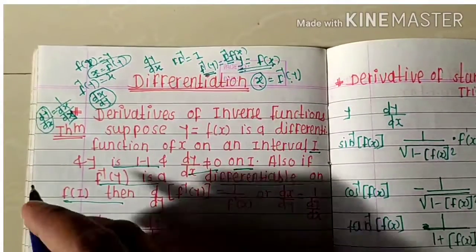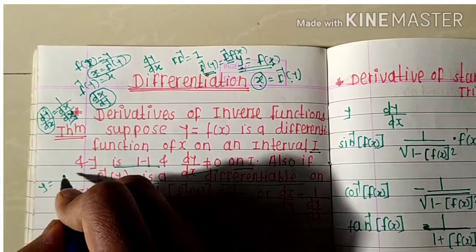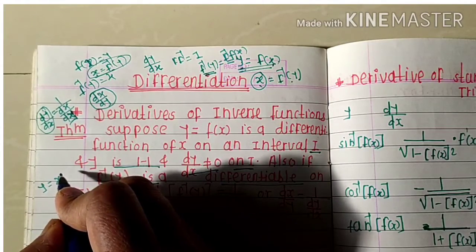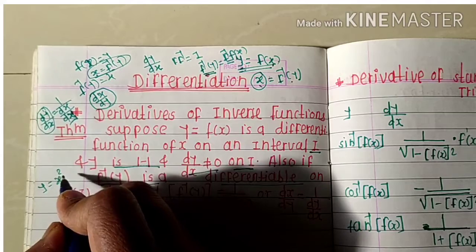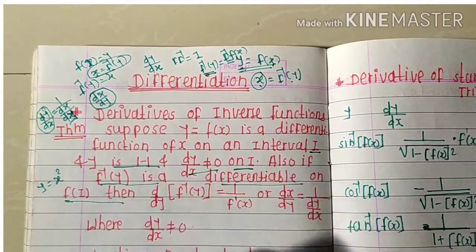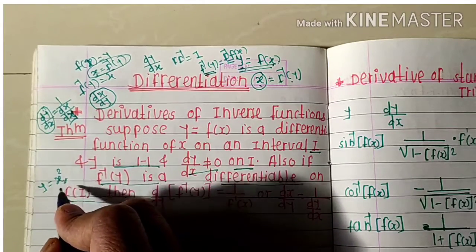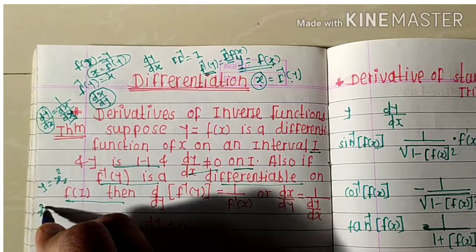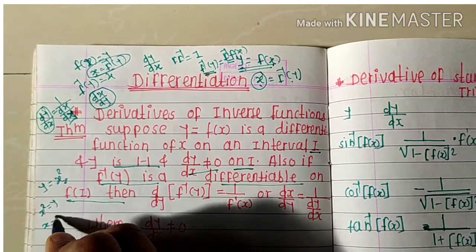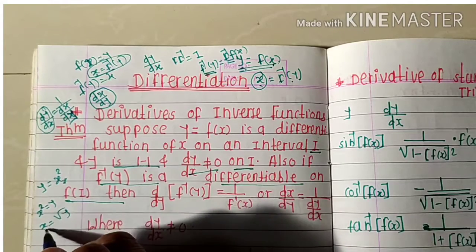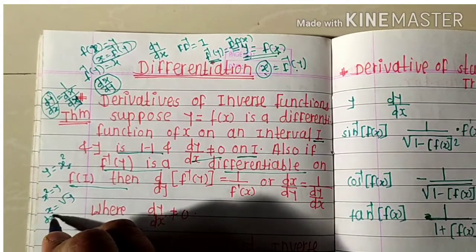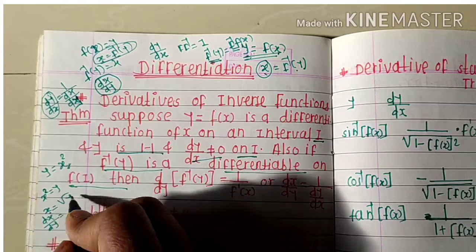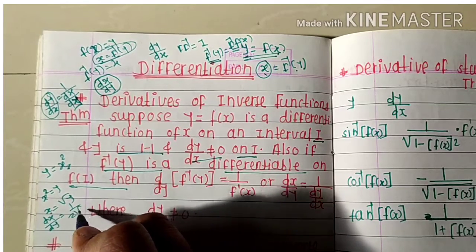For example, suppose I am given the value of y in terms of x as y is equal to root x. Then we have to express x in terms of y. Means what do we get? Root x is equal to y. Then x is equal to y square. And then we differentiate x with respect to y, meaning dx upon dy.